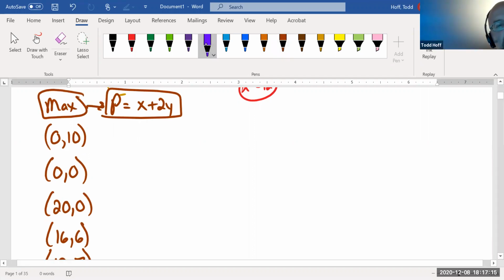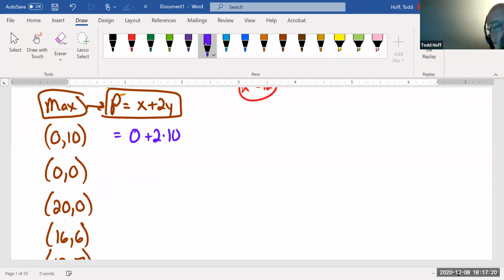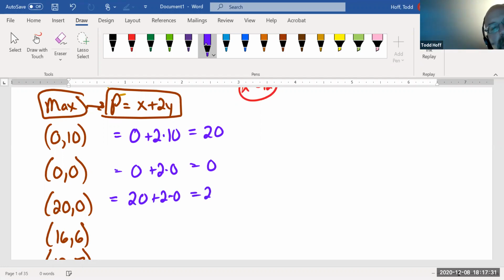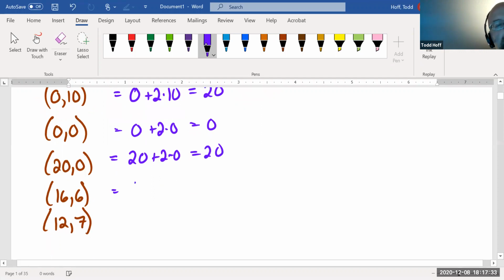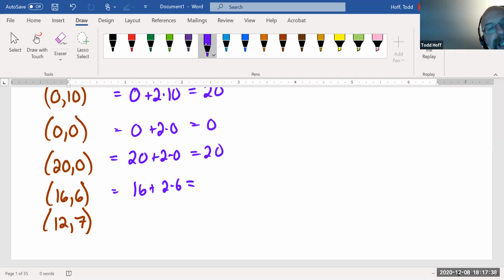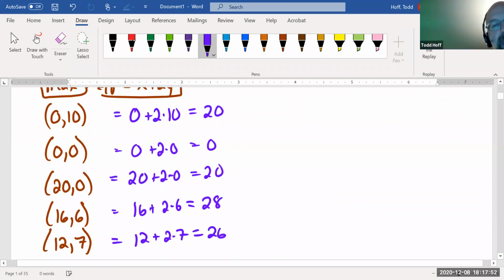So if I put in 0, 10, well, 0 for x plus 2 times 10 for y, that's just 20. Well, 0 plus 2 times 0 is just 0. 20 plus 2 times 0 is going to be 20. 16 plus 2 times 6, well, 2 times 6 is 12. 16 plus 12 is 28. And here we have 12 plus 2 times 7. 2 times 7 is 14. 12 plus 14 is 26. Our largest value there is right here.